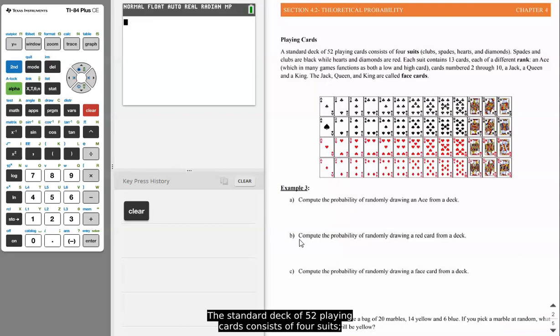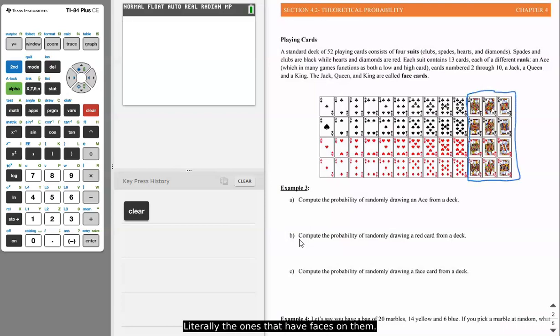A standard deck of 52 playing cards consists of 4 suits: clubs, spades, hearts, and diamonds. Spades and clubs are black, while hearts and diamonds are red. Each suit contains 13 cards, each of a different rank: an ace, which in many games functions as both a high or a low card, cards numbered 2 through 10, a jack, a queen, and a king. The jack, queen, and king are called face cards, right? So if I think of my face cards, it's these last 12 here. Those are my face cards, literally the ones that have faces on them.